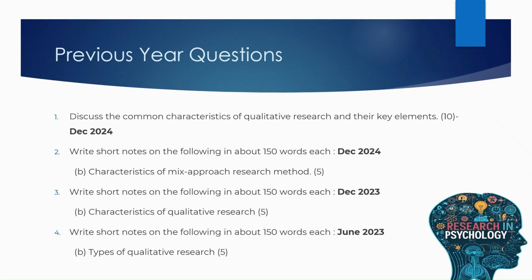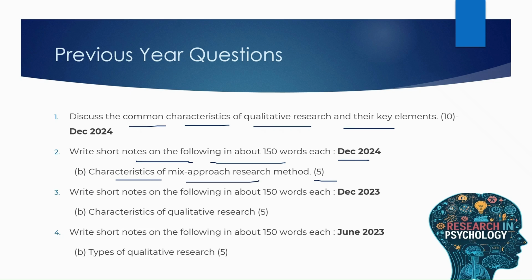The first question we have from December 2024 says, discuss the common characteristics of qualitative research and their key elements. We have discussed, right, all the key elements, the three main key elements. And then in the same year, there was another question which said, write short notes on the following in about 150 words each. This is a 5-mark question. And you had to write about characteristics of the mixed approach research method, which we just finished.